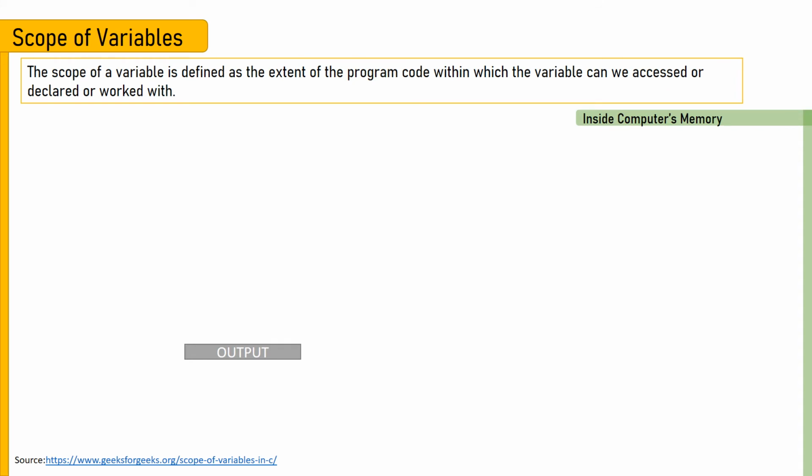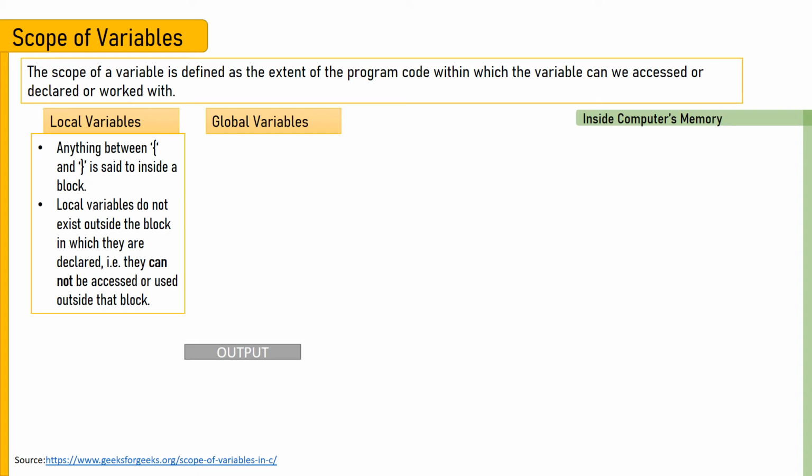Here is the scope of variables. Throughout our lecture in previous slides, we know that by applying user-defined functions, they make several changes to our variables. So when we talk about scope of variable, the scope of a variable is defined as the extent of the program code within which the variable can be accessed, declared, or worked with. For scope of variable, we can have local variables and global variables.